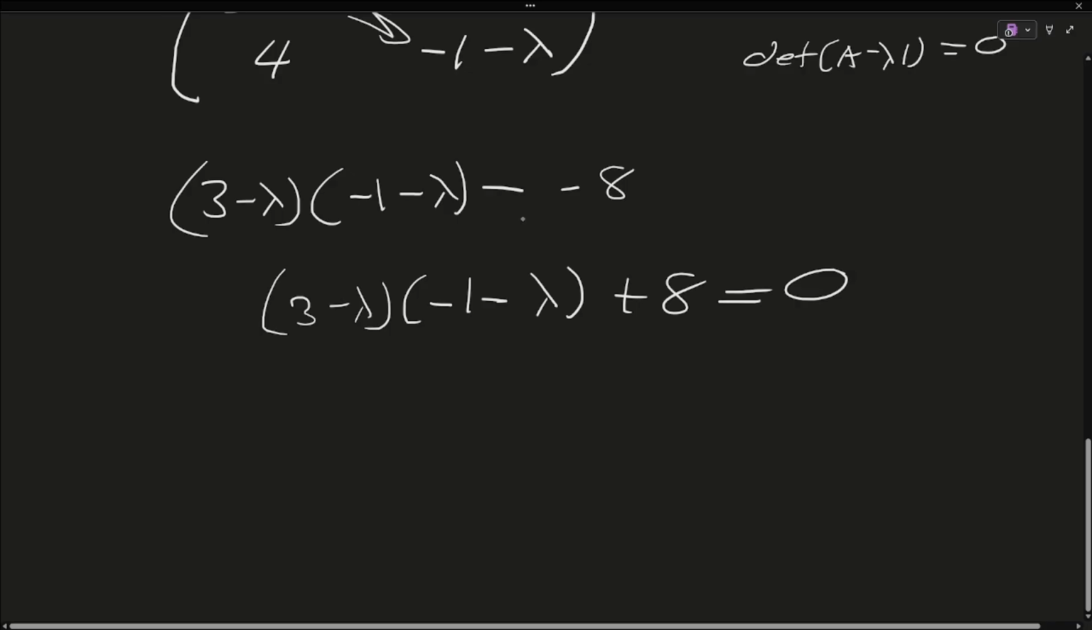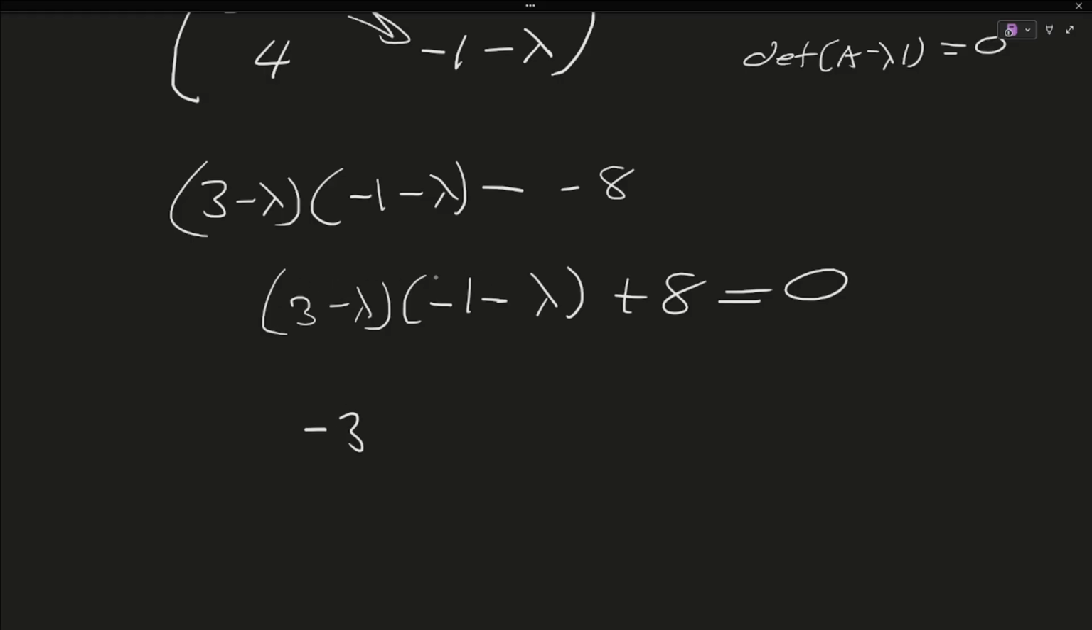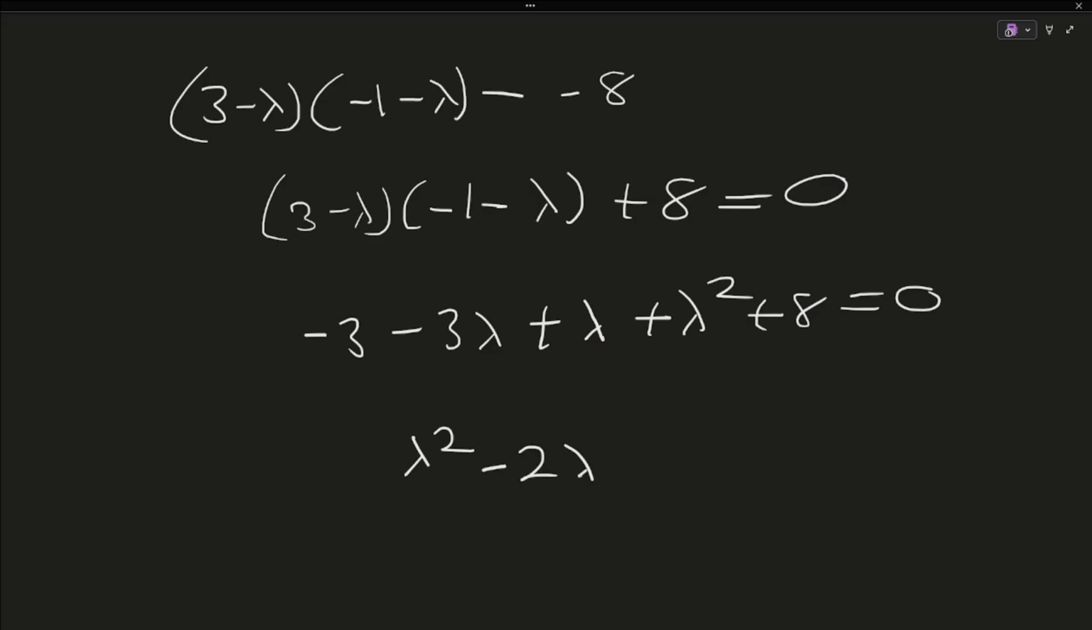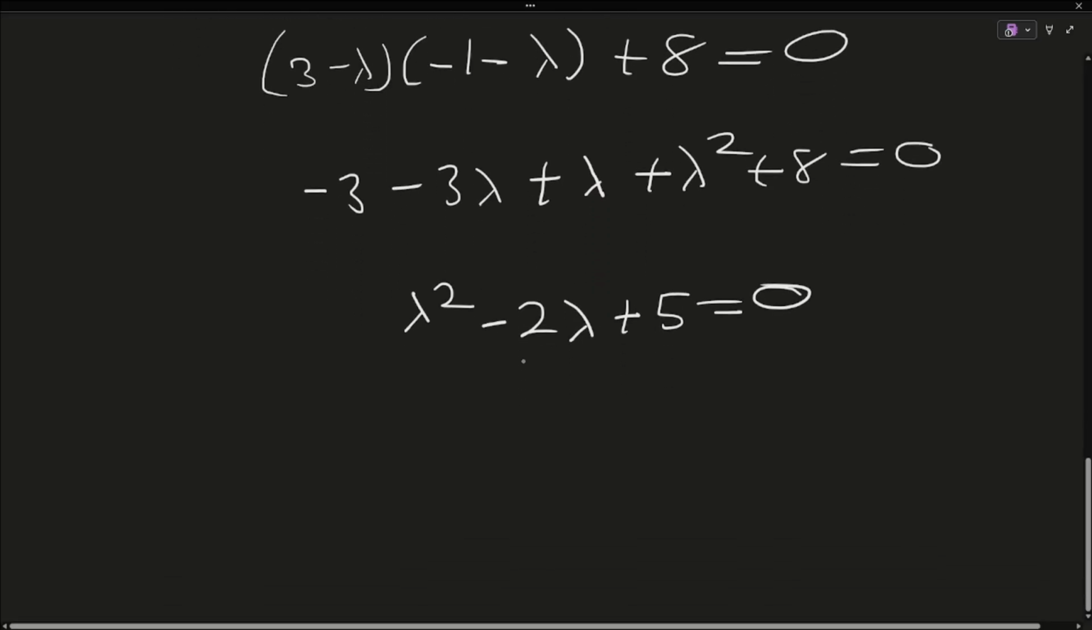After this point, all you have to do is find the eigenvalues. I'm just going to distribute: negative 3 minus 3 lambda plus lambda squared plus 8 equal to 0. Therefore, our final equation will be lambda squared minus 2 lambda plus 5 equal to 0. All right, now this is a quadratic equation, and what we want to do is find lambda.